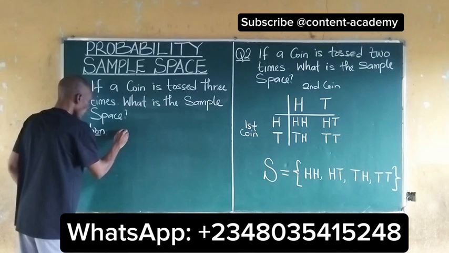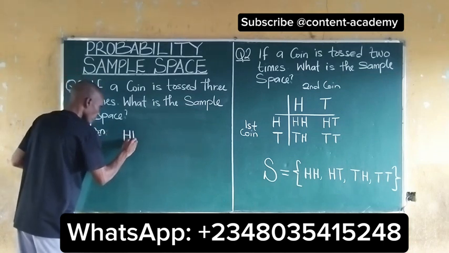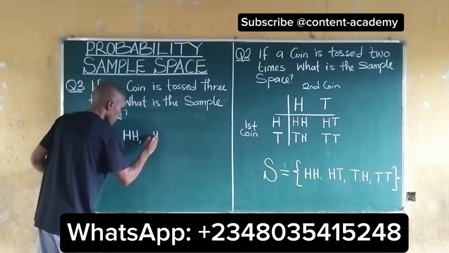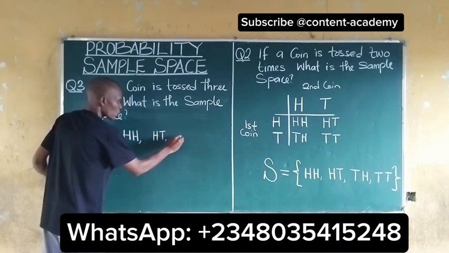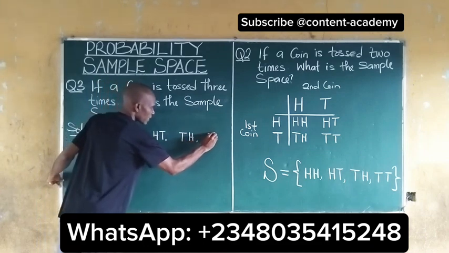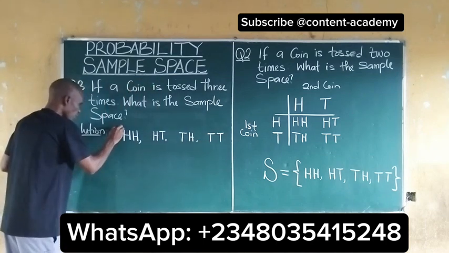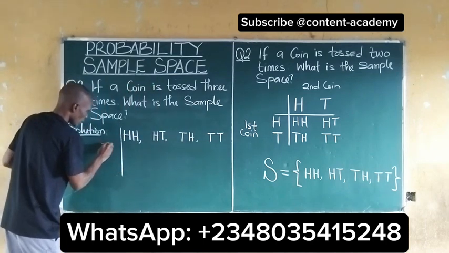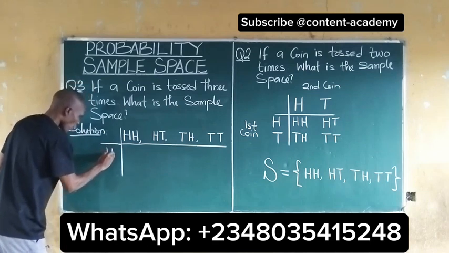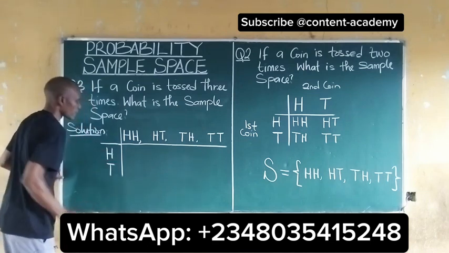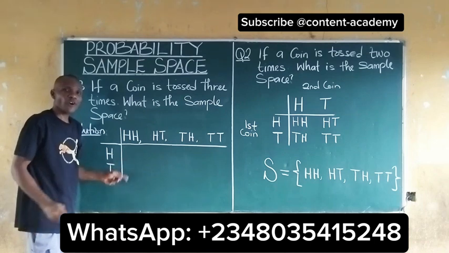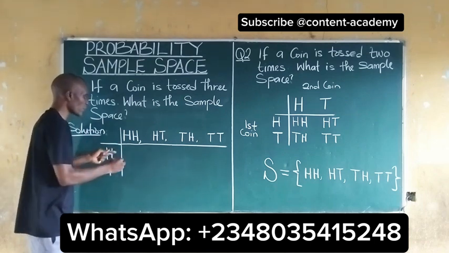So if a coin is tossed 2 times, you have head, head, like we got here. We have head, tail, tail, head, and we have tail, tail. This is for 2 coins. So the third coin will come here, head, tail. If you combine these, we'll now get a sample space for a coin that is tossed 3 times. So how do we combine it?